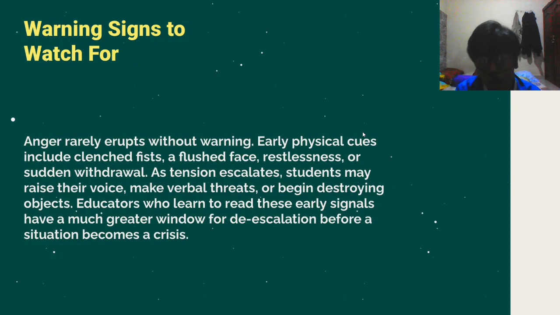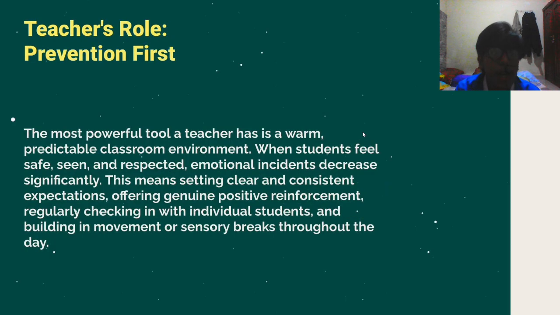Warning signs to watch for. Anger rarely erupts without warning. Early physical cues include clenched fists, a flushed face, restlessness, or sudden withdrawal. As tension escalates, students may raise their voice, make verbal threats, or begin destroying objects. Educators who learn to read these early signals have a much greater window for de-escalation before a situation becomes a crisis.